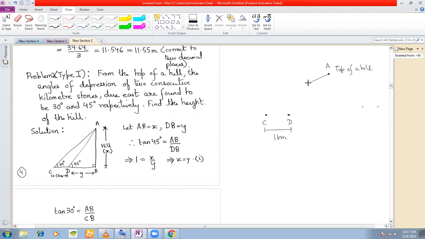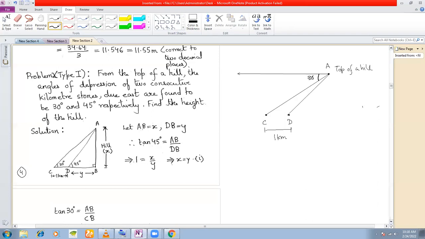So from here, this is your line of vision, because the observer is at the top. Angle of depression is given. That means the observer is standing at the top of the hill, right? Now from A also he is looking down at D. And which one is the horizontal? This line is your horizontal. So from the top of the hill, he is looking down at C. And what is the angle of depression that he is looking at?